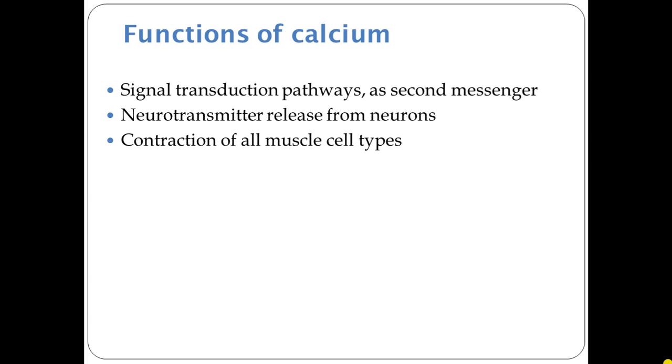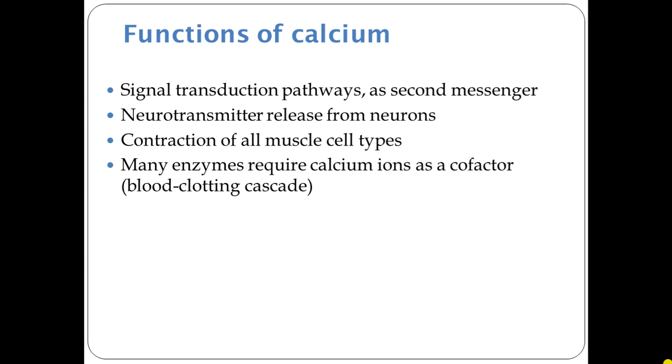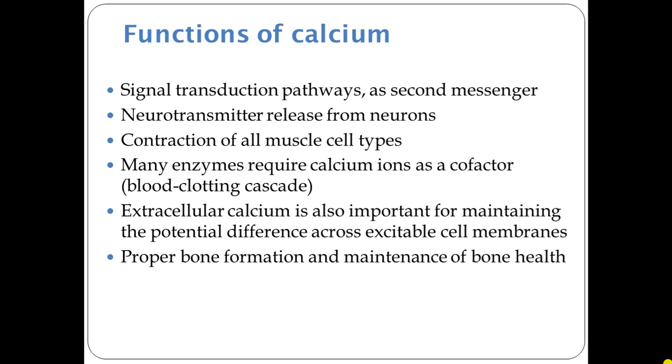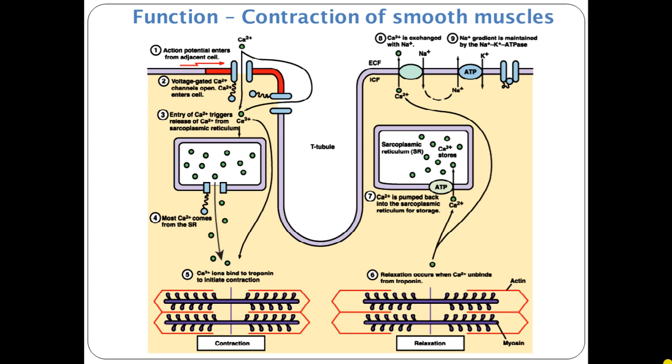Calcium is also responsible for contraction of all muscle cell types. Many enzymes require calcium ion as a cofactor. An example is the blood clotting cascade. So it is one of the essential components of that clotting mechanism also. Extracellular calcium is also important for maintaining the potential difference across excitable cell membranes. So it helps in maintaining the cell membrane potential also. And as is very well known, calcium is very important for proper bone formation and maintenance of bone health.